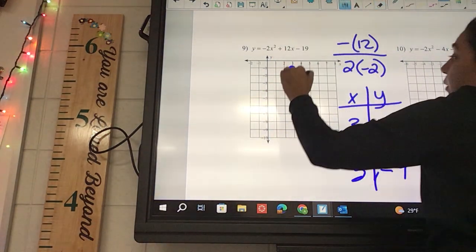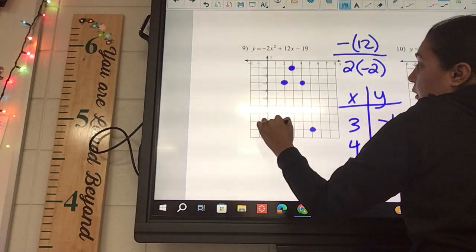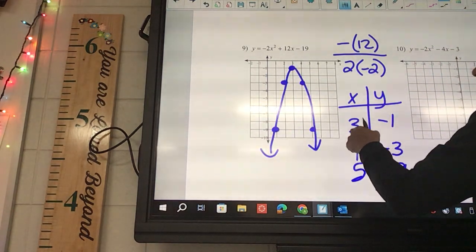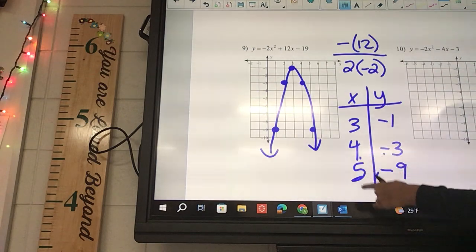They're just kind of built a little bit differently. I remember saying something like, go to the next number, which is what we did here. We picked the next one, which was 4, we picked the next one, which was 5.